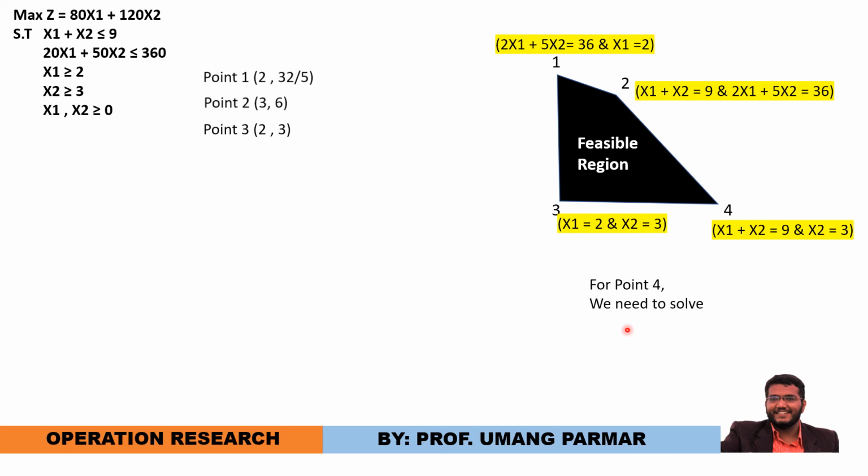Now we are moving towards point number 4. We can say that my point number 4 is on two lines, x1 plus x2 equals 9, and x2 equals 3. By solving these two equations, I get x1 plus 3 equals 9, so x1 equals 6. So the coordinates of point 4 are (6, 3). So here we have the 4 points and their coordinates as (2, 32/5), (3, 6), (2, 3), and (6, 3).